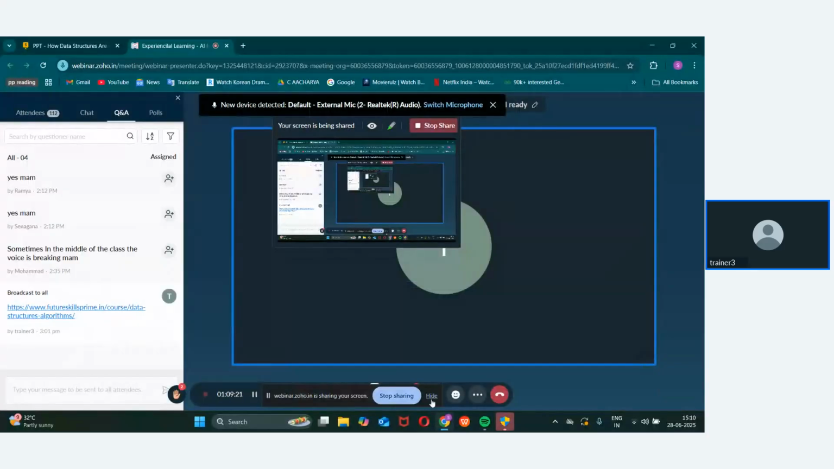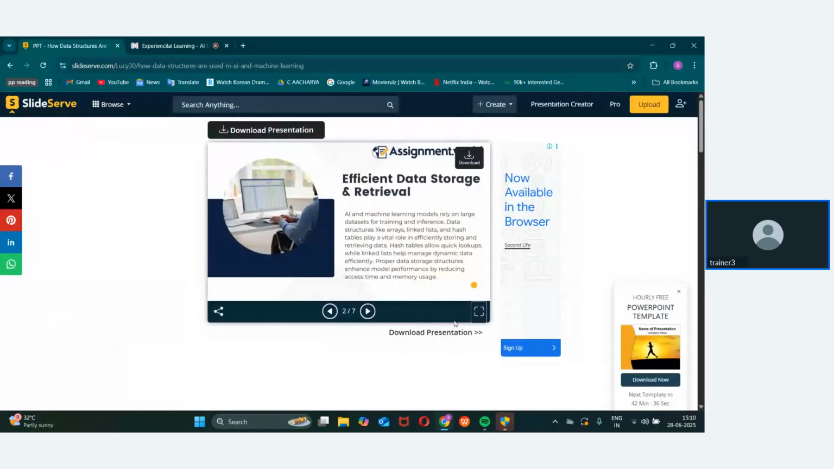Yeah, so let us see what are data structures and algorithms in AI, and then we will end. I'll give you guys time to complete that. Yeah, I hope my screen is visible. So yeah, let us continue.